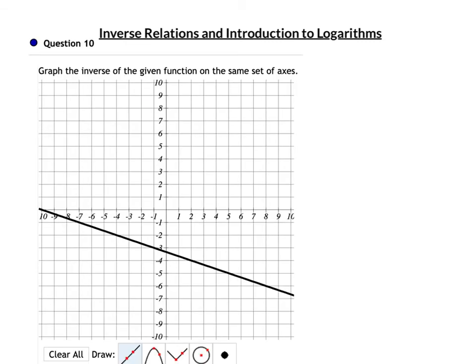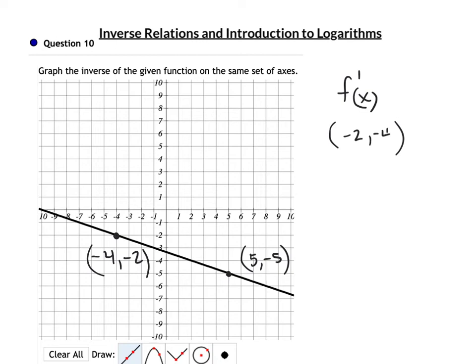Question 10. Graph the inverse of the given function on the same set of axes. Pick a couple of points. It can be any 2 points on the line. This one looks like it would work. And this one looks like it would work. This would be the point 5, -5. And this would be the point -4, -2. F inverse of x then, those will be swapped. -4, 2 will become -2, -4. And 5, -5 will become -5, 5.